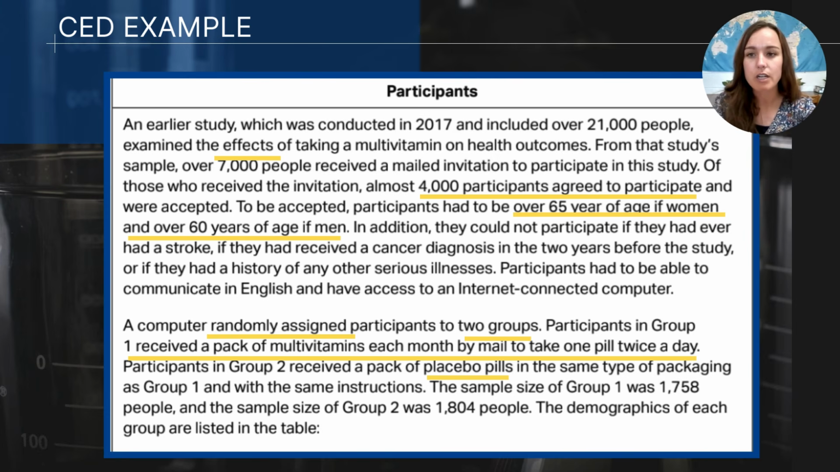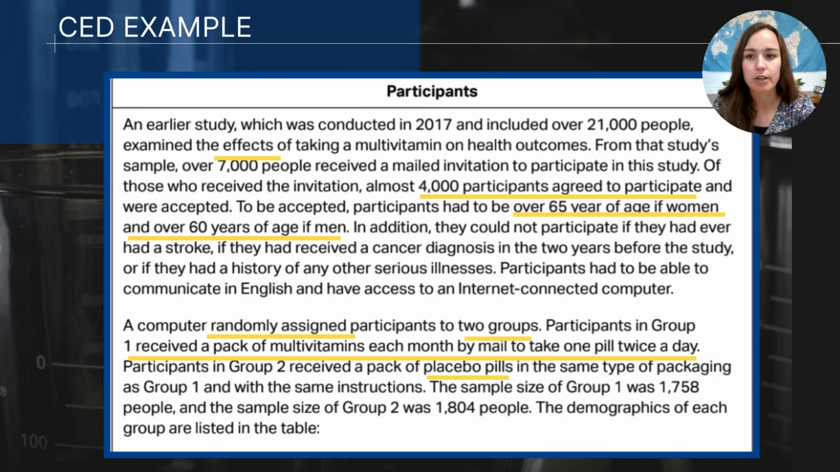It says an earlier study, which was conducted in 2017 and included 21,000 people, examined the effects of taking a multivitamin on health outcomes. So then it goes on to state from that study's sample, over 7,000 people received a mailed invitation to participate in this study. Okay, so it sounds like this is how they're drawing their participants. It sounds like they've sent out a mailed invitation, and I'm hoping they're using some random sampling of how they decided who to send out this invitation to.